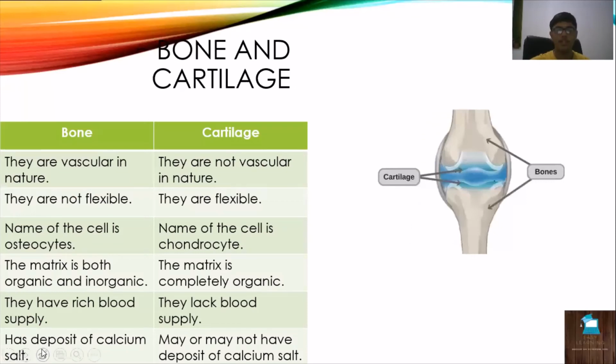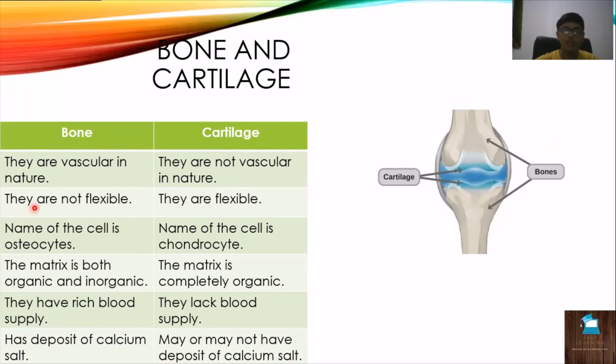The next is bone and cartilage. You can see this is cartilage, this is bone, and this is another bone. This is the differentiation table. You can read it out or pause the video and write it somewhere if you want to. Bones are vascular in nature, in the sense that they have a rich blood supply, and cartilage doesn't.